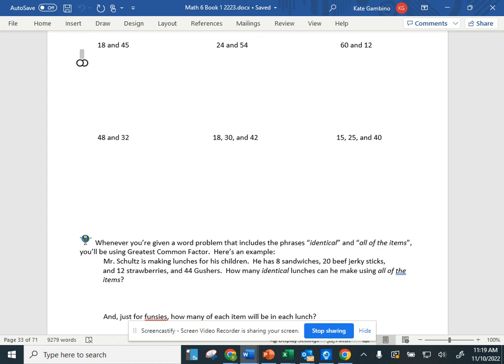So if we had 18 and 45, you're listing all the factors of 18, then you list all the factors of 45. Start with the biggest number and work your way down. What's the biggest number that they both have? So they both can't share 45 because 18 isn't that big. So, okay, go down to the next biggest number.